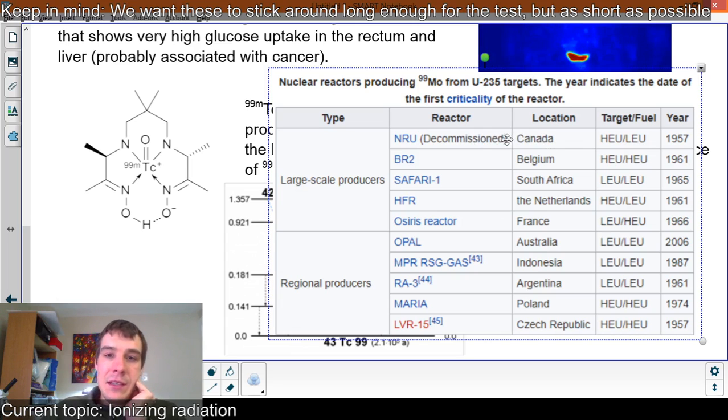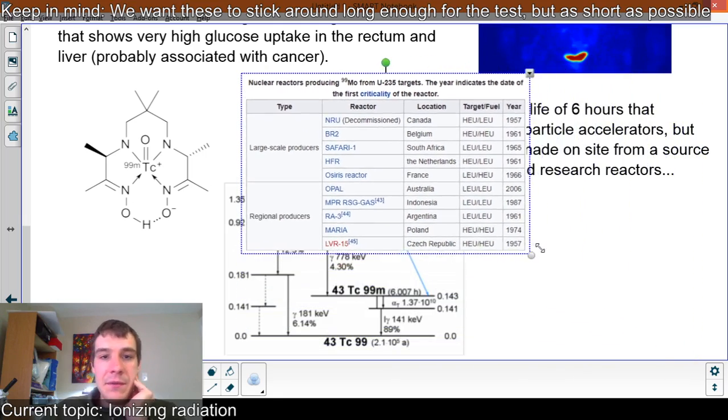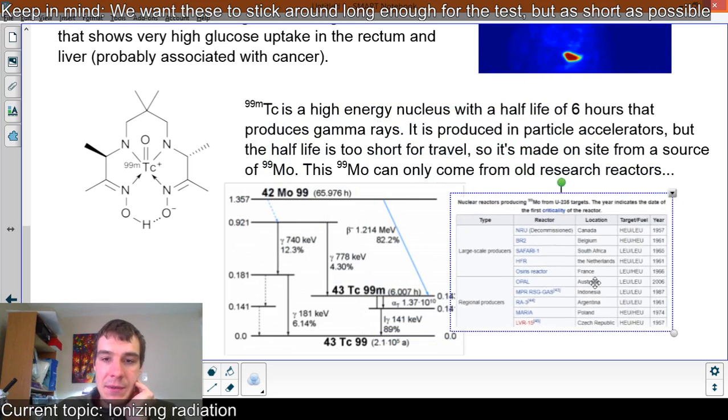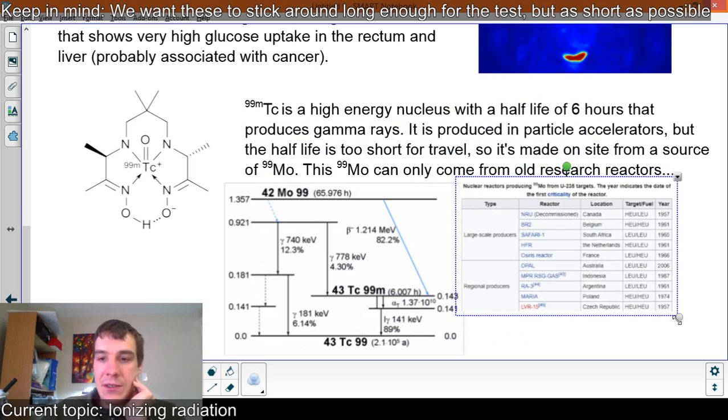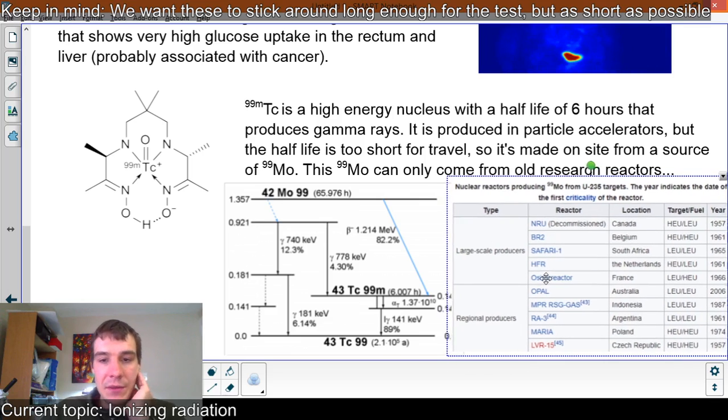When the Canada reactor actually got decommissioned, they had to shut down unexpectedly, and it really affected the world supply of this very important radioisotope. So I'm not sure what their plan is once these reactors get too old, but they're going to need to figure out how to get more of this stuff.